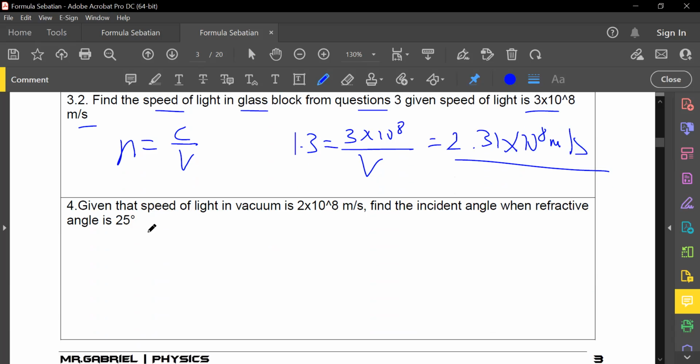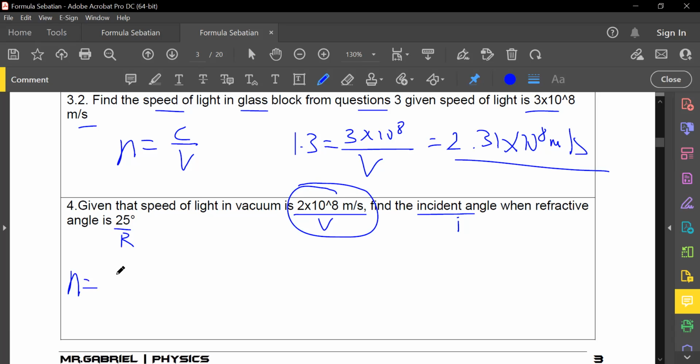Then finally, the last part here, this is a bit more on the realistic part in your IGCSE questions. Given that the speed of light in the medium is this amount, this is supposed to be a v, find the incident angle when the refractive angle is this amount here. So first and foremost, you're given this information and you're asked to find the I and R. By right, if you're given I and R, you're supposed to use the sine I over sine R formula, right? But you do not have the refractive index.